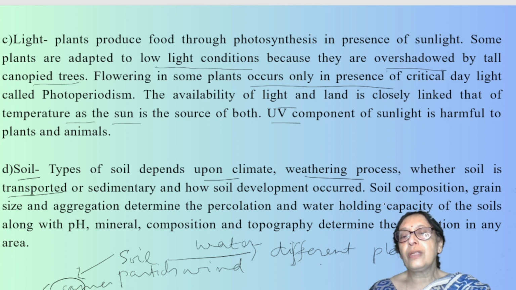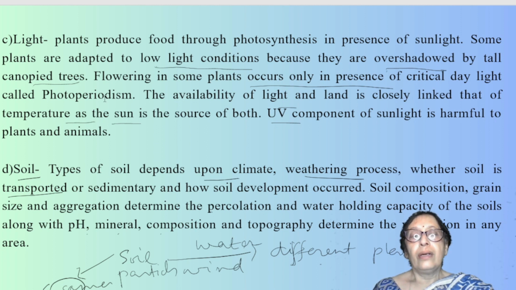Now, soil composition and grain size determine the water holding capacity and also the percolation rate, along with pH, mineral composition, and topography, etc. These are important factors which determine the vegetation of a particular area.